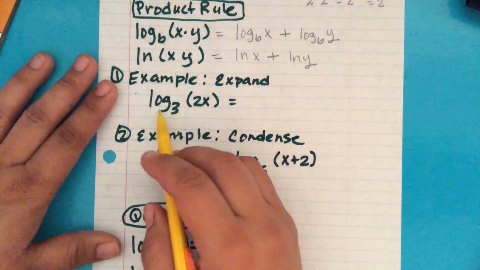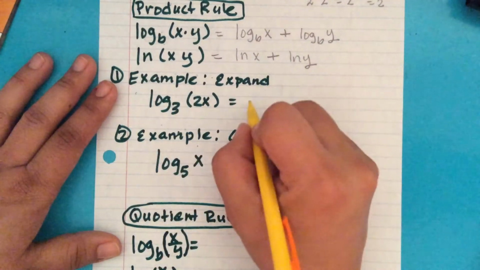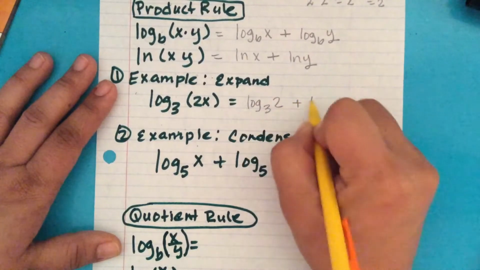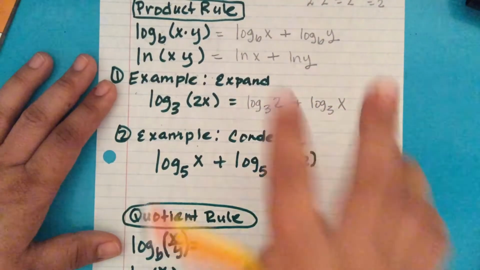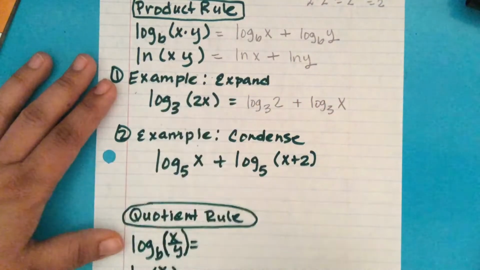And then let's look at an example for expanding. So you have log base 3 of 2x. Well, that's just going to be the log base 3 of 2 plus the log base 3 of x. And so that's how you would expand it, because look at how much larger that is compared to that.